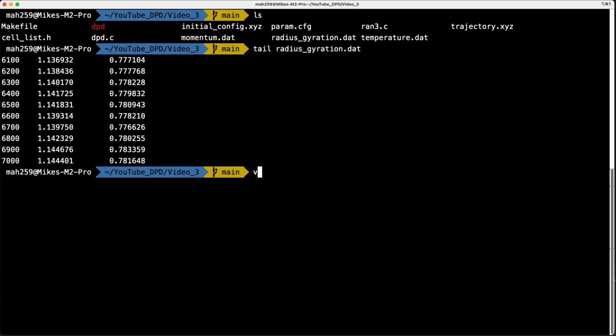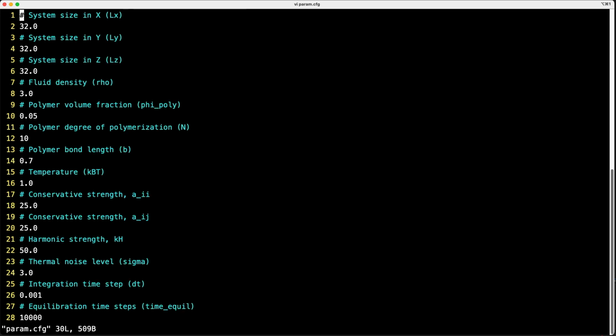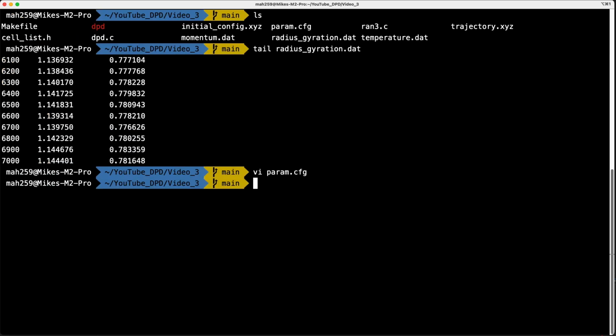We'll see how stable that is, but I want you to compare that value to what's in the configuration file where we set it to be 0.7. Okay, so we set it to be 0.7, but due to other forces in the system and the strength of the harmonic interaction and things like that, it's not going to be exactly that. So I thought we would plot some of these values to see whether or not they make sense.